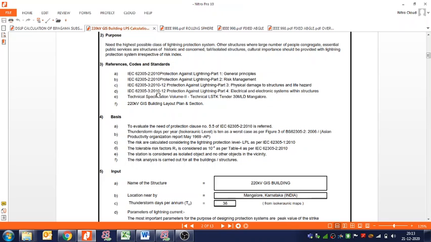So IEC needs the highest possible class of lightning protection system. So reference IEC 62305. This 62305 has four parts. Part 1 general principles, part 2 risk management, part 3 physical damage to the structure and life hazard, and part 4 is the electrical and electronic systems within the structure. So of this IEC we have utilized part 4, and the 220 kV GIS building layout plan and section drawing.